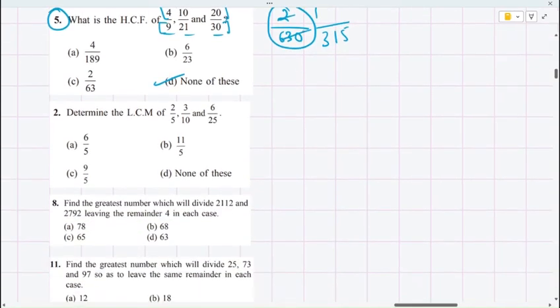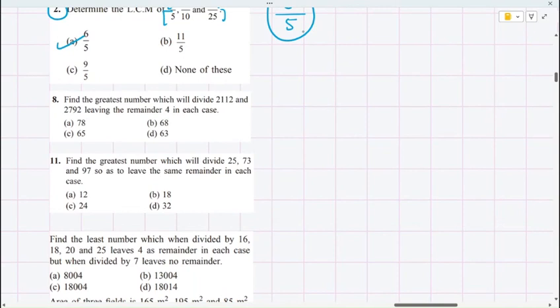Now moving on to the next question, determine the LCM of 2 upon 5, 3 upon 10 and 6 upon 25. Again in this case we will take LCM of the numerators, that is LCM of 2, 3 and 6, which will be equal to 6, and the highest common factor of 5, 10 and 25, which will be equal to 5. So the answer for this question will be equal to 6 upon 5.